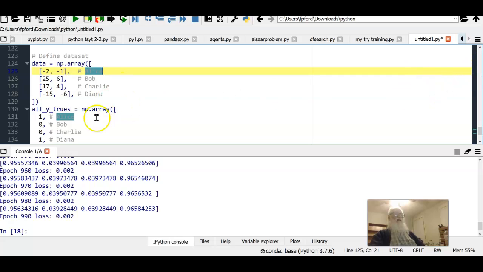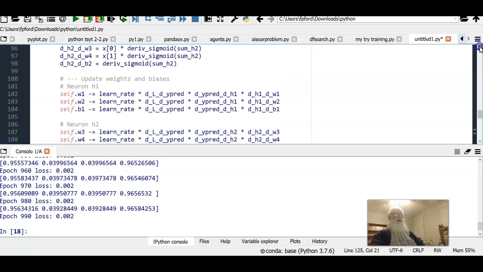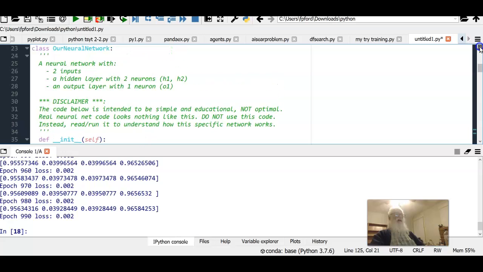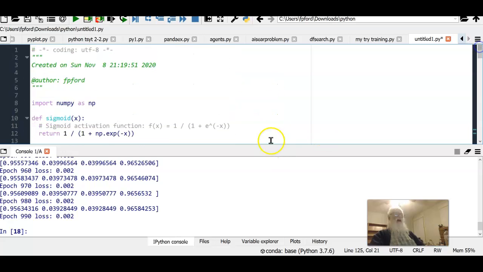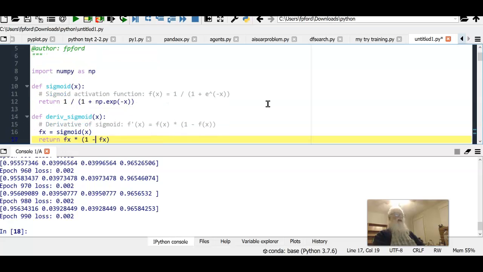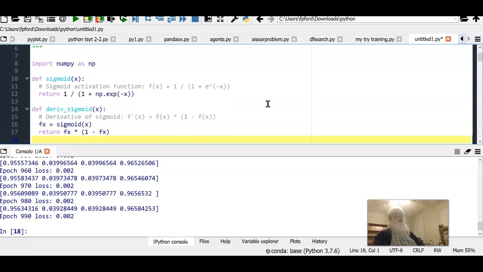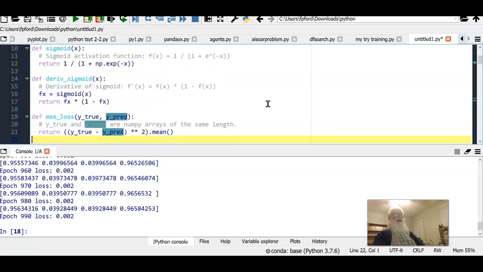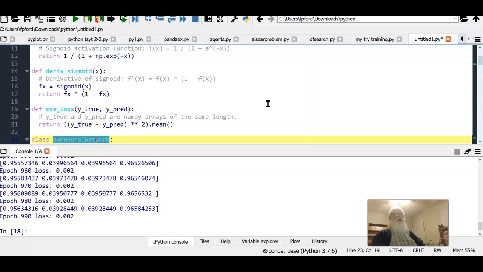Now, that's the input we have to have. Then up here, if you look way up here, as we did before, we defined the sigmoid. And now we're going to define something called the derivative of the sigmoid, which I'll talk about in a few minutes. And we have to figure out, how do we determine how good the computer did, how well it did.